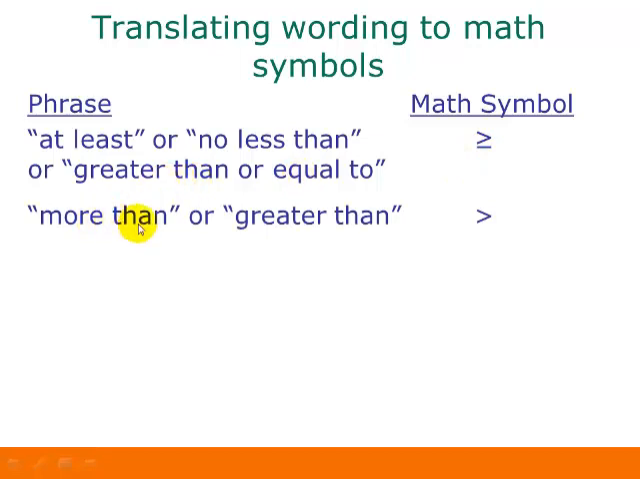Now, if we have a more than or a greater than, that translates into just a greater than symbol, and that means that the actual value that's over here is not included because there's not an equal symbol here.